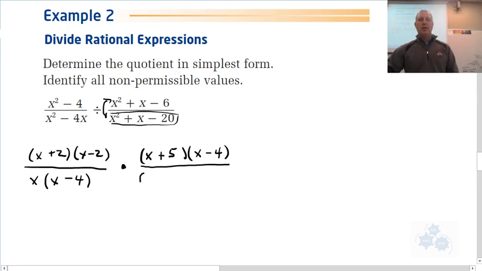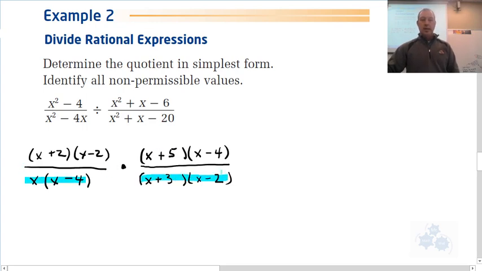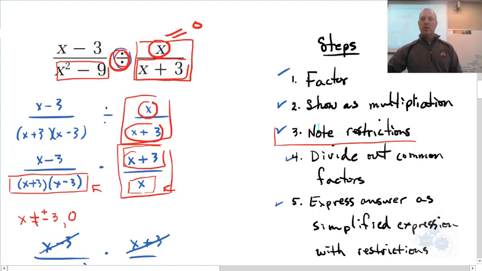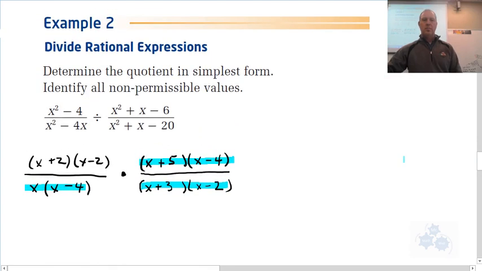Okay, and then down here, we're going to have what? Well, it says multiply to negative 6 and add up to positive 1. So that's going to be an x plus 3 and an x minus 2 down there. Okay, at this point we have to note restrictions, and of course we have to note restrictions here, here, and here. Again, you should have these steps in front of you: factor, change to multiplication, note restrictions. That's where we're at. So those three pieces there.